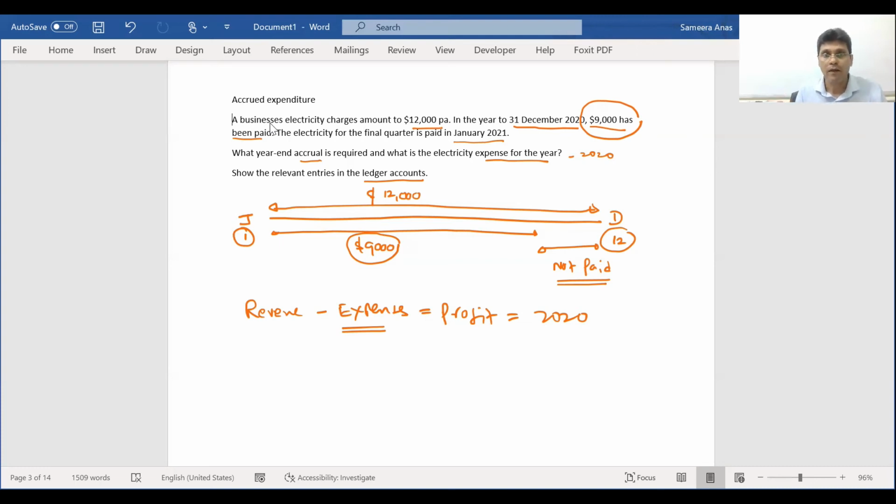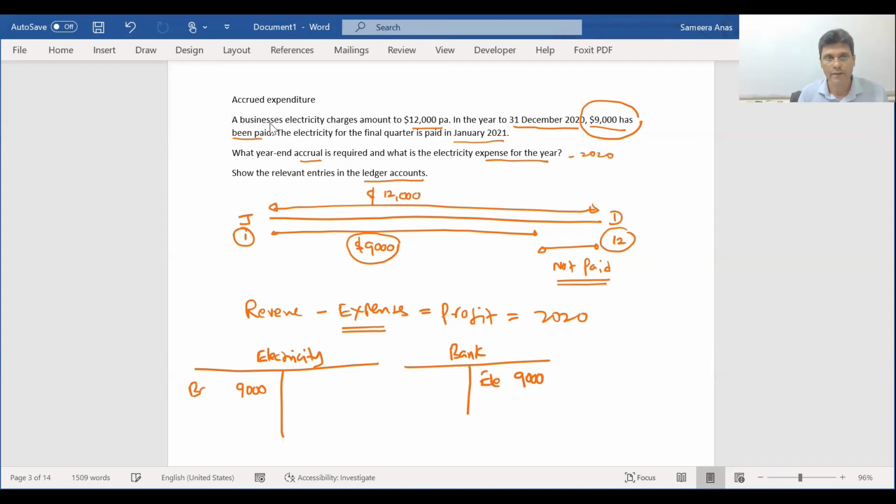So therefore, if you take the expense account, this is the electricity expenses account. How much has been paid? 9,000 has been paid. So therefore, electricity expenses account debit, the bank account credit 9,000. So this is electricity and this is the bank. And not paid for the last quarter, which is how much?